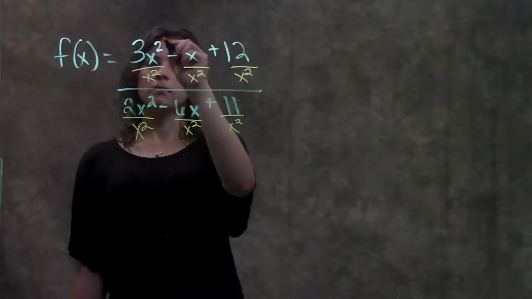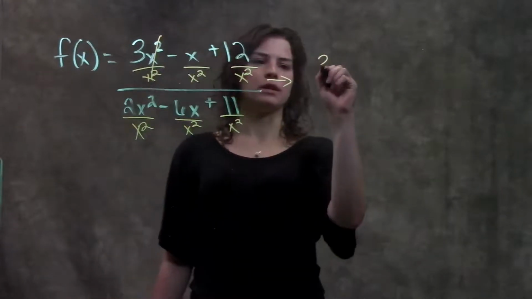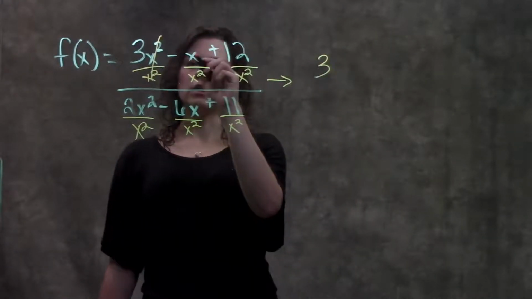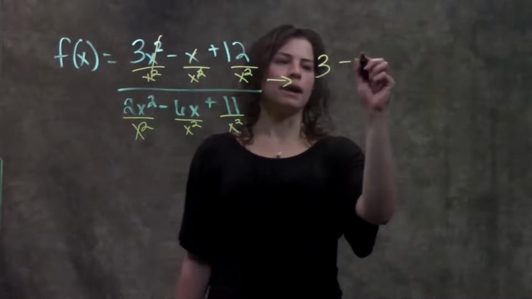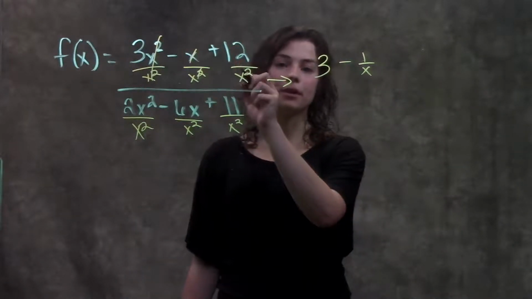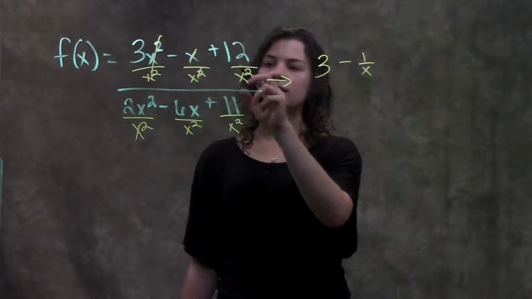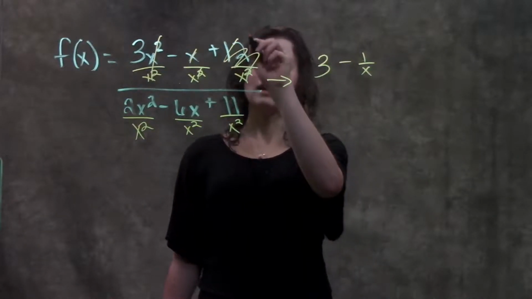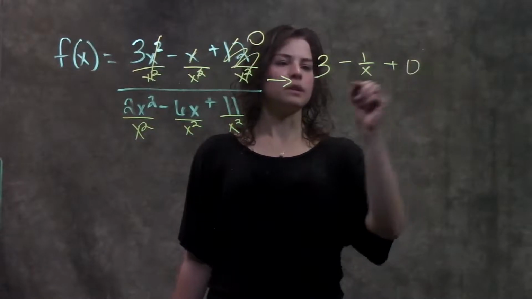So on the top here, my x squareds, they cancel, so I'm left with just 3. Over here, one of the x's cancel. I'm left with minus 1 over x. Then over here, remember, if you ever have a number over x, no matter what the power is, you can just cross it out entirely. That becomes 0. So plus 0.